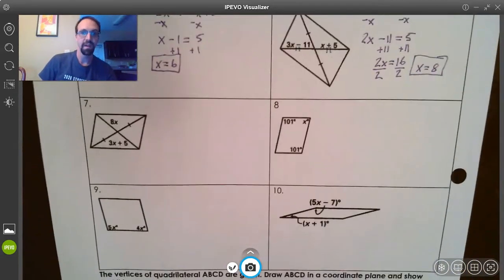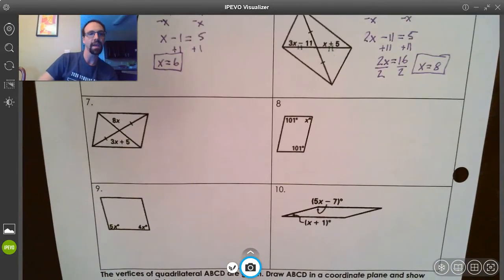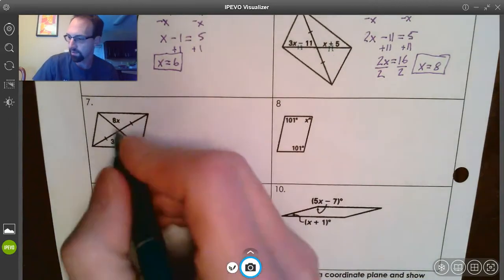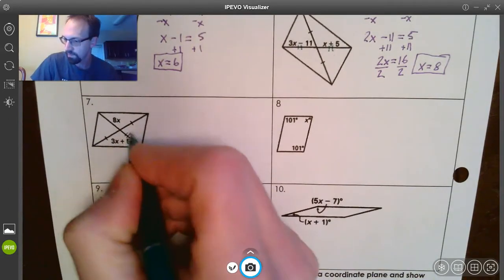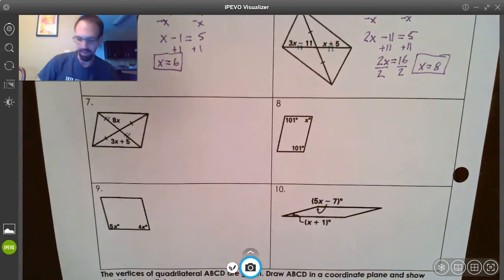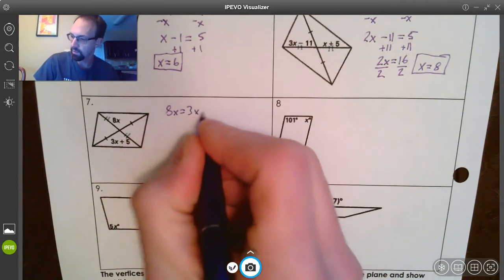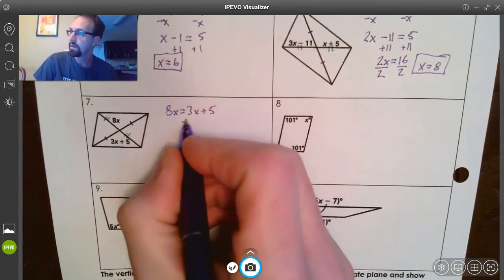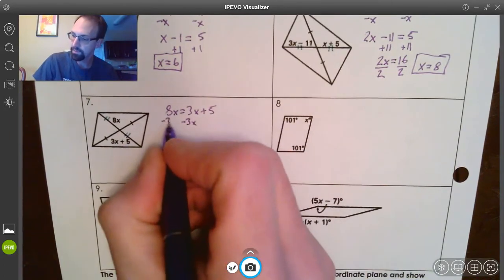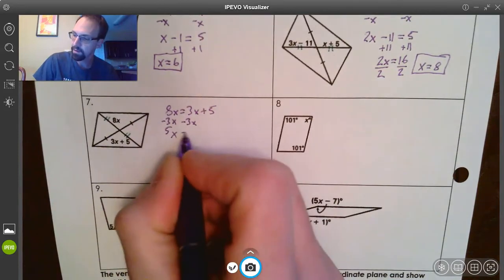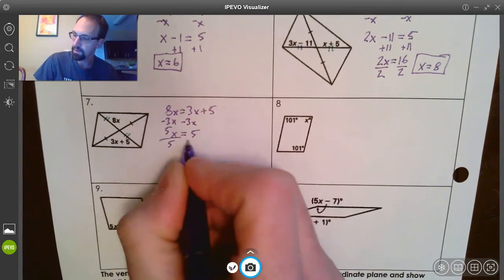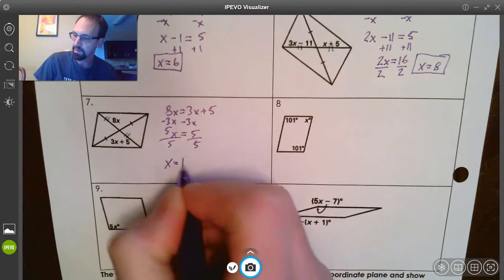That's number 6. Number 7, again, it's another example of one where we have diagonals that bisect each other. So I need to set 8x equal to 3x plus 5. So minus 3x on both sides, and you get 5x equals 5, divide by 5, and you get x equals 1.